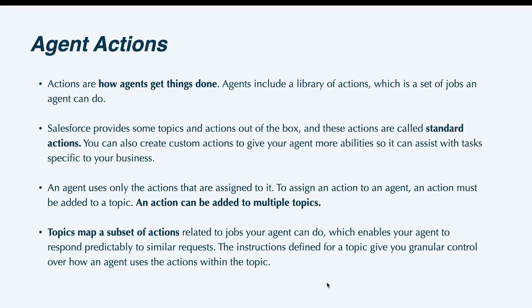Next up, we have the agent actions. Actions are basically how agents get things done, and it actually refers to the individual tasks an agent performs to do a particular job. Salesforce by default provides some topics and actions out of the box, and these are called standard actions, which you can customize as per your business needs, or you can also create some new custom actions that you can use as per your business processes.